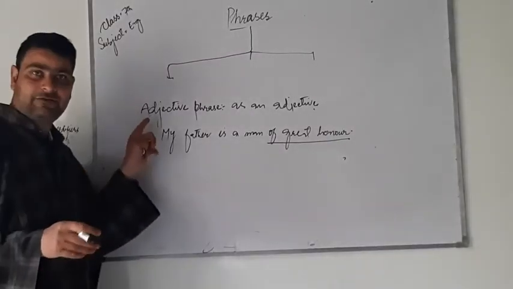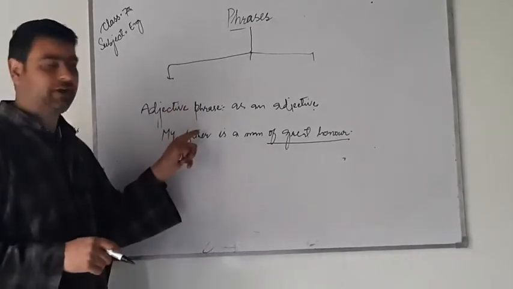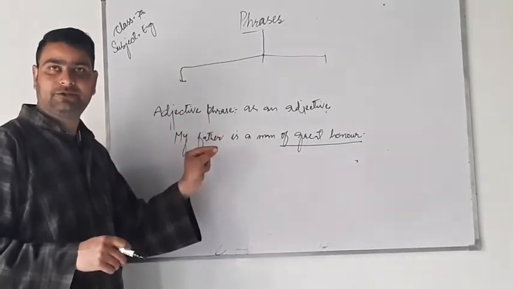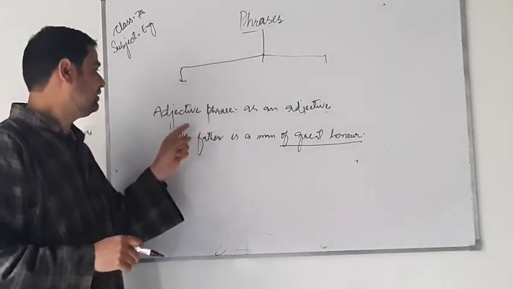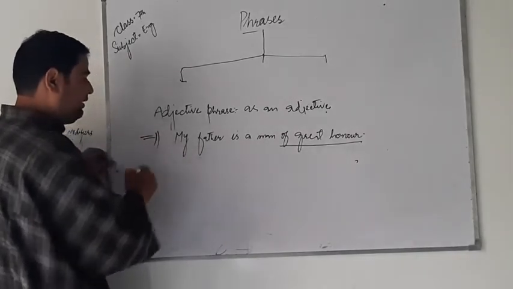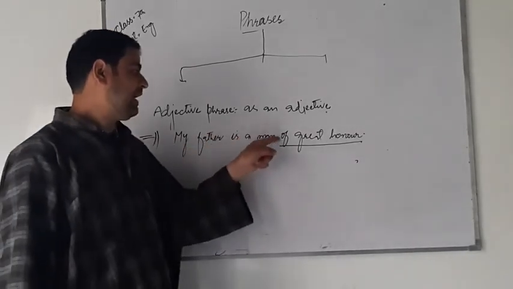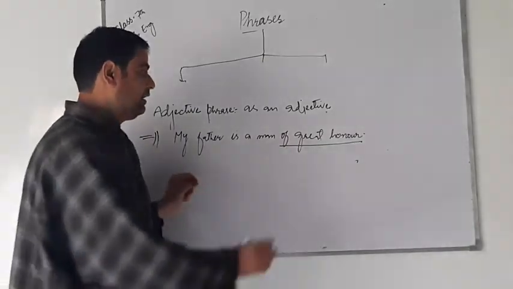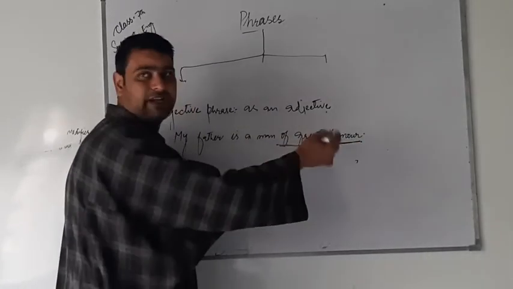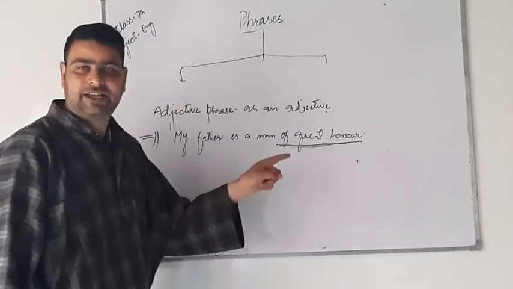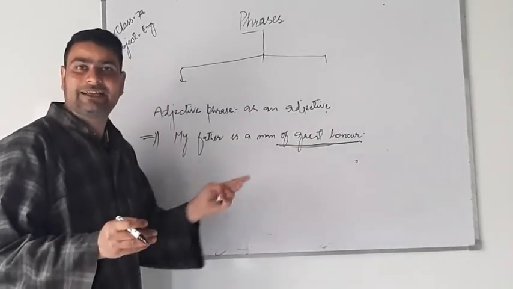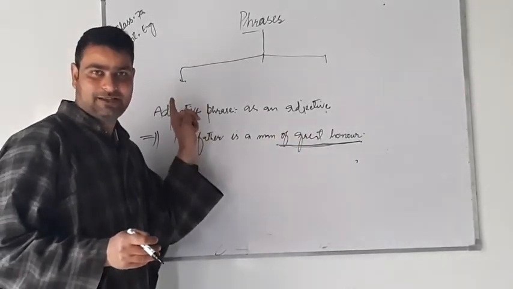Dear students, now we have the last kind, that is adjective phrase. A phrase that acts as an adjective in a sentence is called an adjective phrase. I wrote an example here. My father is a man of great honor. I underlined this, of great honor. It's a phrase. And I say it's an adjective phrase.